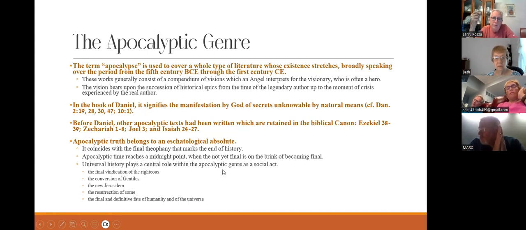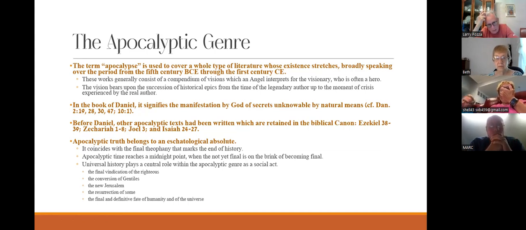It's a belief that God is going to mark the end of history and he's going to bring his kingdom about. So in apocalyptic literature, there's the expectation of a kind of midnight, if you will, when the clock strikes 12, God's going to break into history.